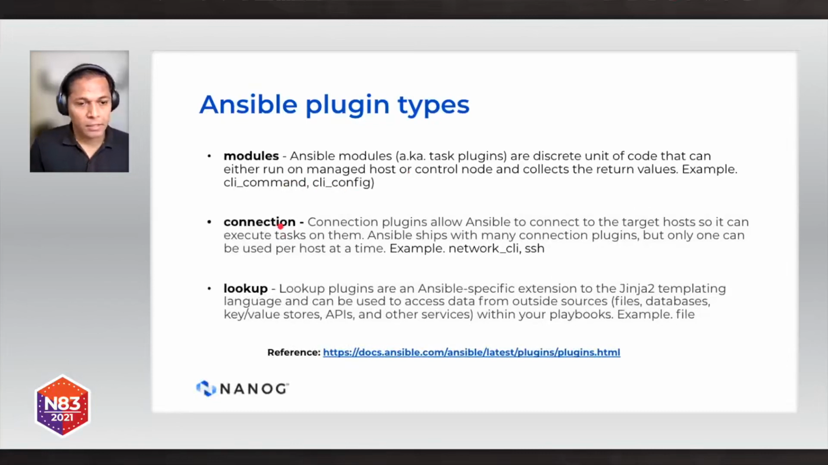Then the connection plugin, there are different connection plugins that can be part of the collection. It allows Ansible to connect to the target host so it can execute tasks on them. Ansible ships with many connection plugins, but at a given time, only one connection can be used for a given node. Then lookup plugins are Ansible specific Jinja2 templating extensions, and they are used to access data from outside sources. So example of this is if I want to read the content of files within my playbook, I can do so using lookup plugins.